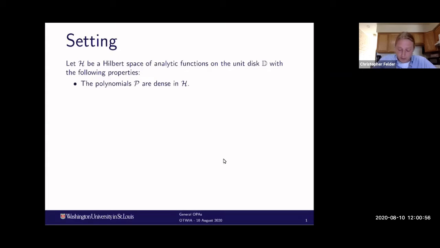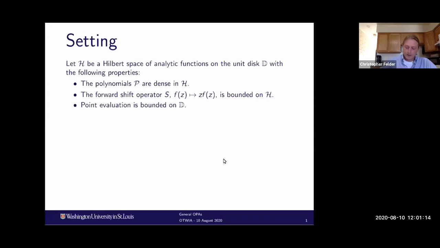The first, that the polynomials are dense. I'm going to denote the polynomials by this calligraphic P. Secondly, I want the forward shift to be bounded on H. This is just multiplication by the independent variable, which I'm always going to call Z. And next, I want point evaluation to be bounded on D. What I mean by this is that the linear functional of point evaluation for all points in D is a bounded linear functional on H.